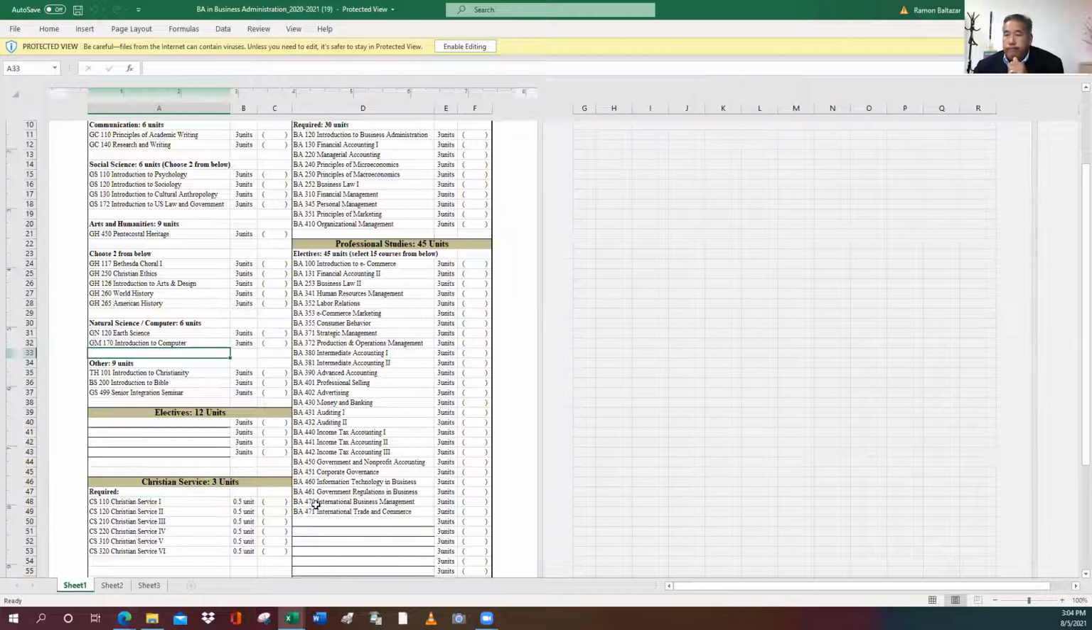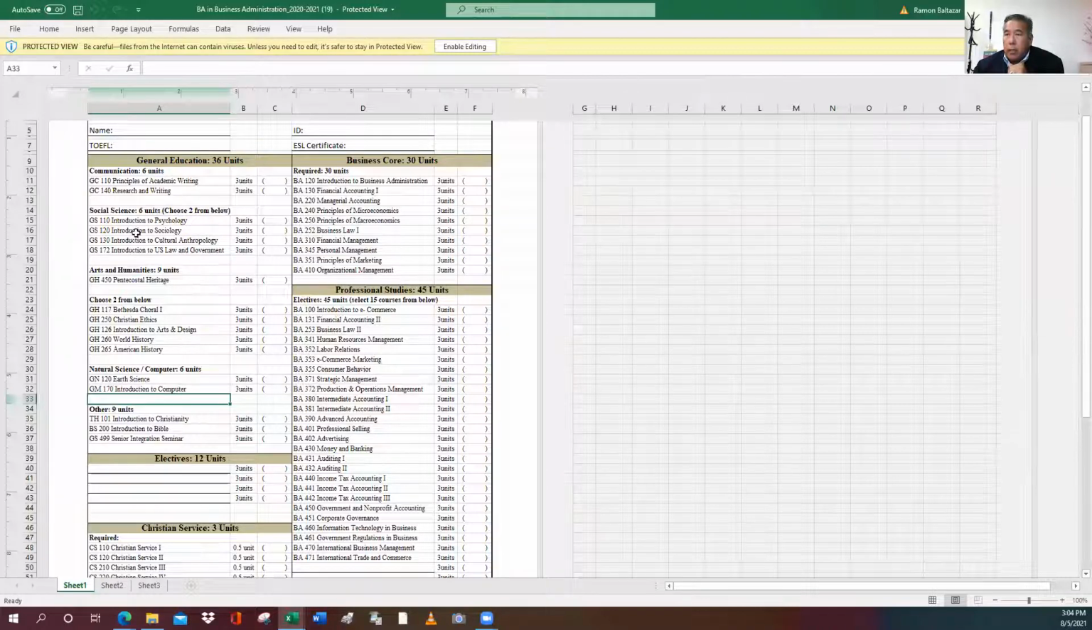Okay, now all of this, okay, will amount to 36 units. You're going to have to choose, for example, 6 units here, which would be both of these. You're going to have to choose 6 units or 2 courses out of this 4, so you don't have to take all of them. You can choose any 2, okay? And then, again, the same thing, 9 units among here. You can choose. You don't have to take all of them, just 3, okay? And then natural science, mandatory, you have to take these 2.